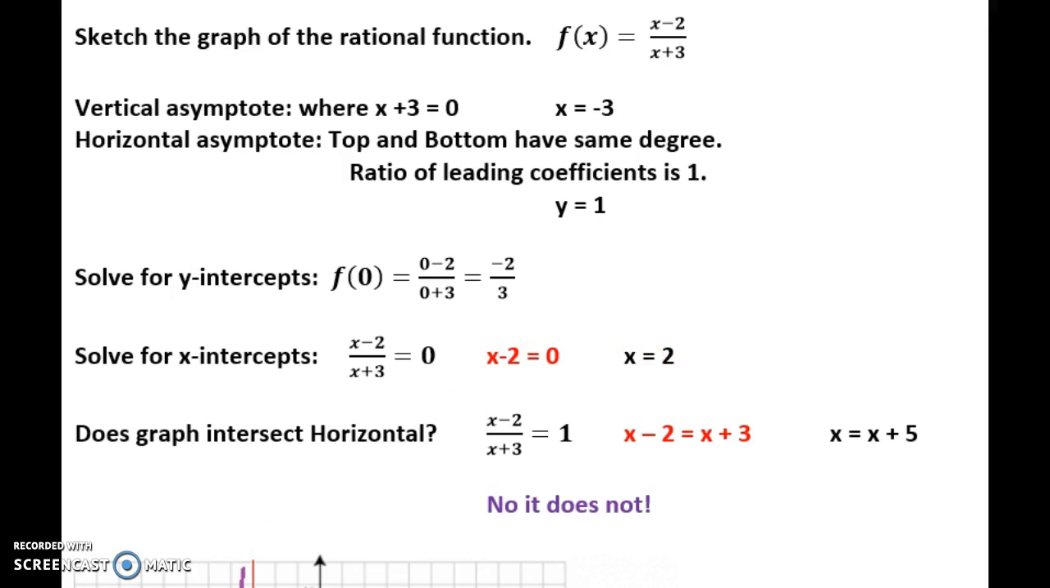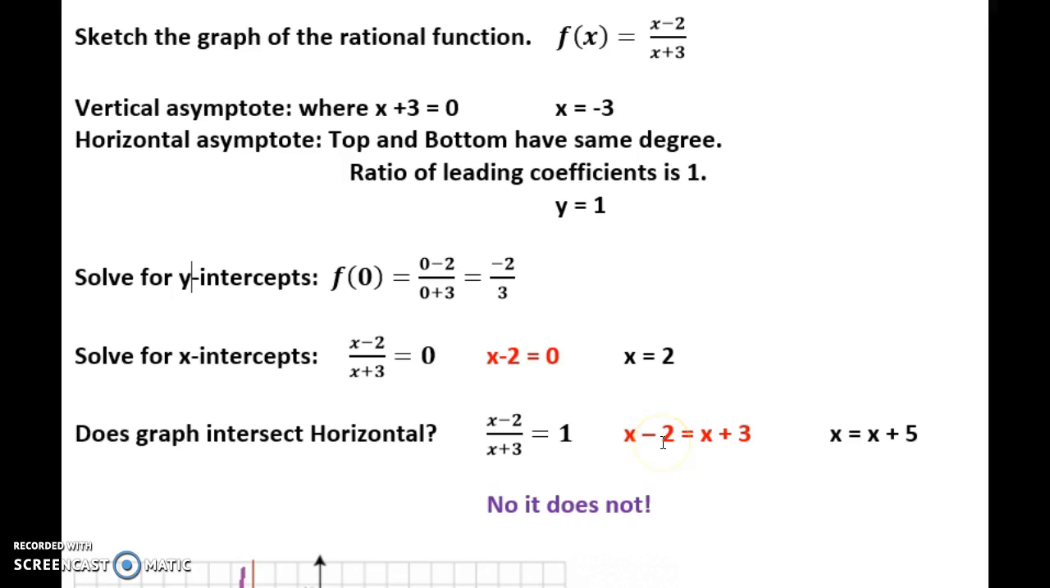This is the x-intercept. Step 5, we need to make sure we know if the graph will intersect its non-vertical asymptote. So here we had y equals 1. So see if this function will ever be equal to 1. So plug that in, equal to 1. Multiply both sides by x plus 3.